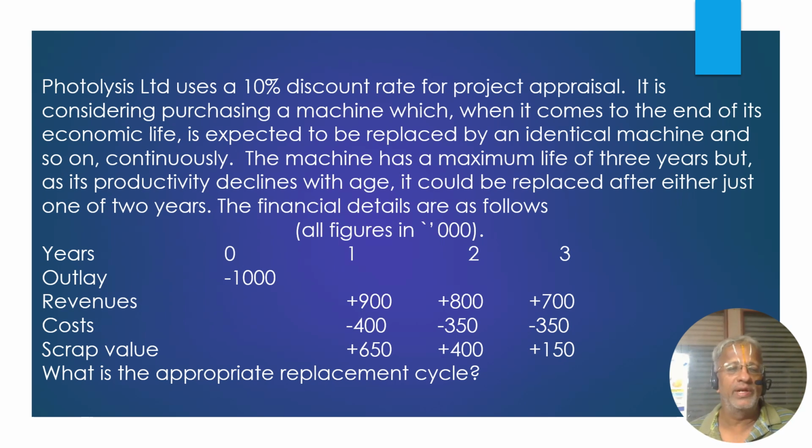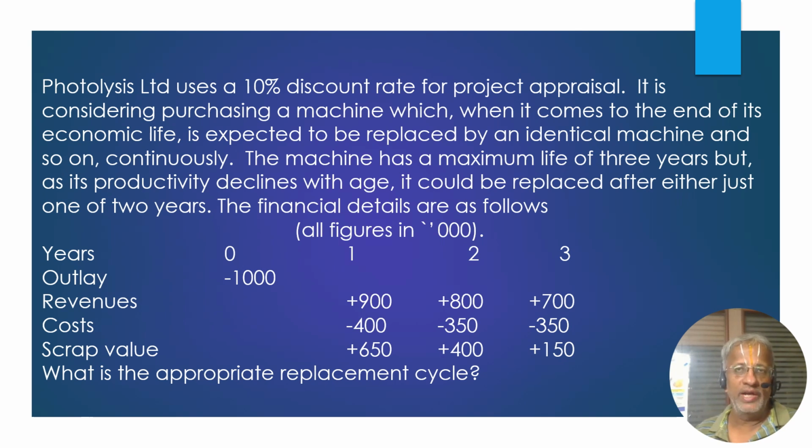Photolysis Limited uses a 10% discount rate for project appraisal. It is considering purchasing a machine which, when it comes to the end of its economic life, is expected to be replaced by an identical machine and so on continuously. The machine has a maximum life of 3 years, but as its productivity declines with age, it could be replaced after either just 1 or 2 years. The financial details are as follows. All figures are in rupees in thousands.